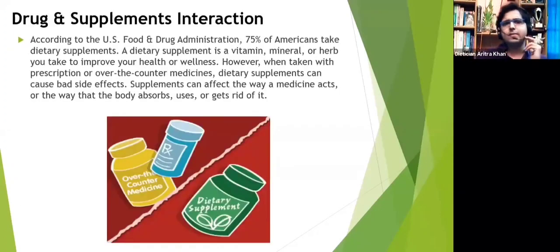I'm discussing supplement interactions. According to the US Food and Drug Administration, 75% of Americans take dietary supplements. A dietary supplement is a vitamin, mineral, or herb you take to improve your health or wellness. However, when taken with prescription or over-the-counter medication, dietary supplements can cause bad side effects. Supplements can affect the way a medicine acts or the way the body absorbs, uses, or gets rid of it.